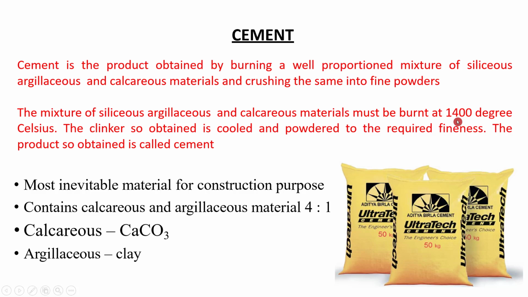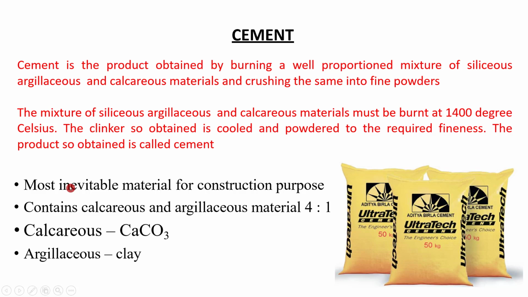The mixture of siliceous, argillaceous, and calcareous materials must be burned at 1400 degrees Celsius. So these are made at a temperature of 1400. The clinker is a material which is obtained after heat treatment at this temperature, and the clinker is cooled and powdered to the required fineness. Then the product so obtained is called cement. That means up to the clinker, we will add some more materials to make it into the cement.